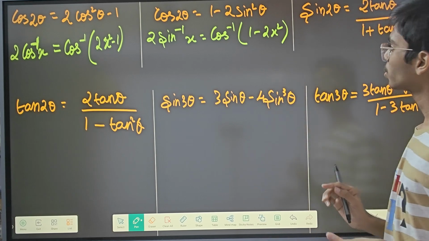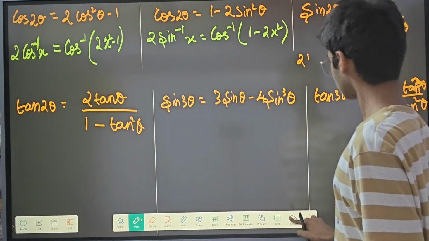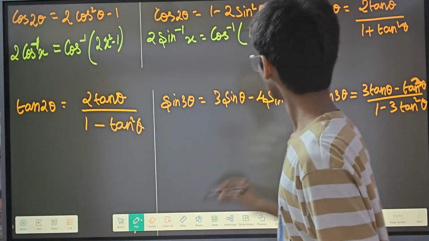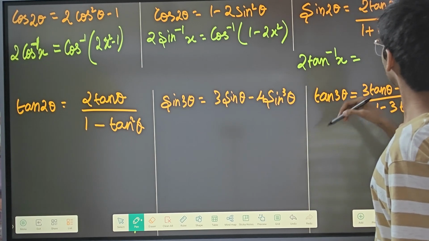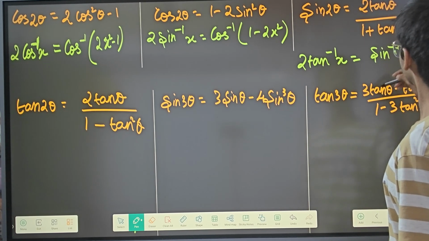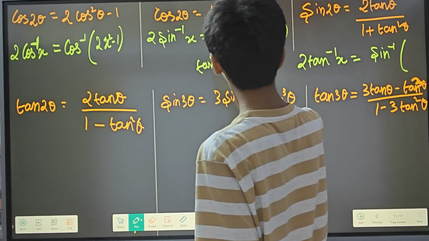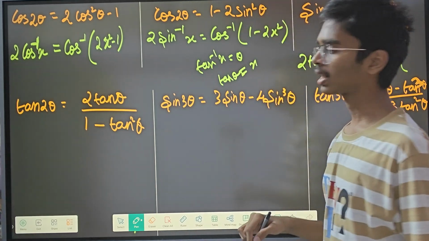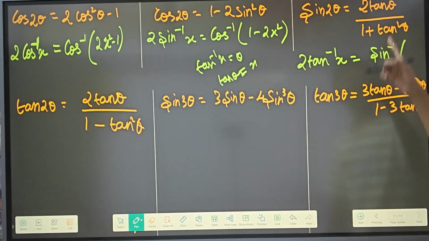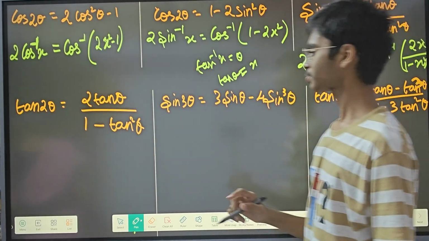Now how are we going to do this? Same single step only. Put tan over there, so it will be 2 tan inverse x is equal to sine inverse of... Here you assume tan inverse x is equal to theta, so tan theta is equal to x. So here we give it as 2x whole divided by 1 minus x square. This is the formula that you are going to get.